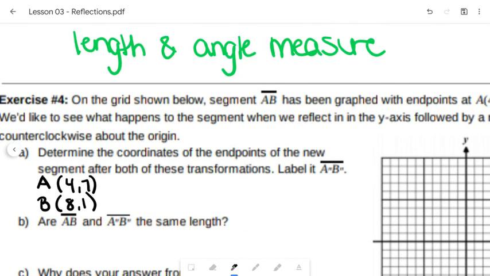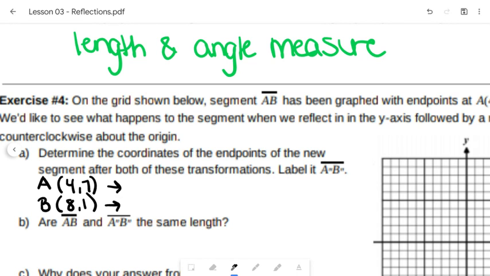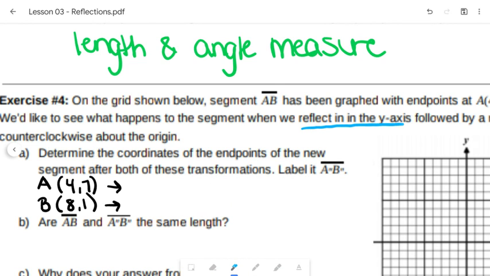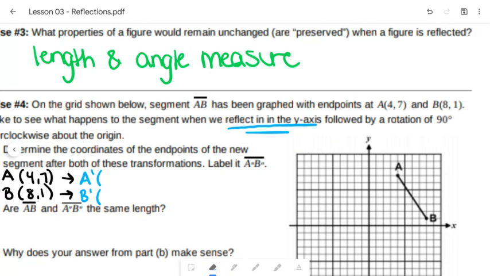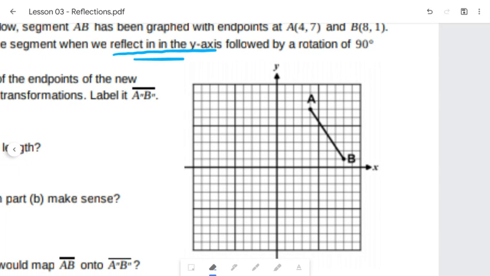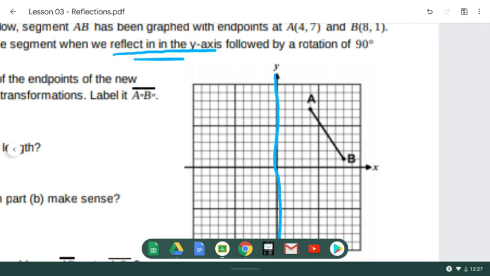Now, the first type of transformation that's happening is a reflection in the y-axis. So that's what we're going to do to get A prime and B prime. So the easiest way I know for us to get that reflection in the y-axis is to just look at our graph. Okay, so here is my line of reflection right now, this y-axis, and we're going to use that to help us.